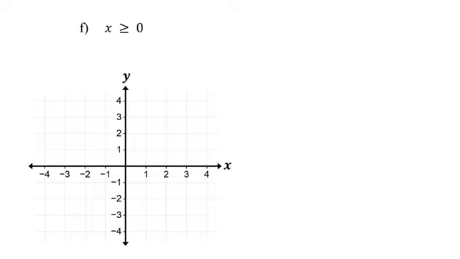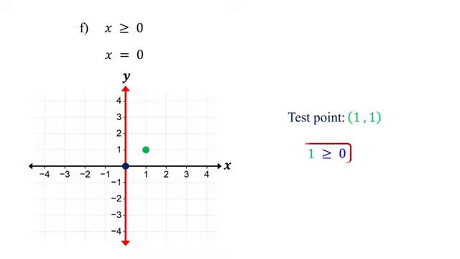You still need to follow the same steps. The graph of x equals 0 is a vertical line crossing the x-axis at 0. Since the inequality is greater than or equal to, use a solid line. Next, pick a test point that is not on the line to determine which region to shade. You can use the point 1, 1. Substituting it into the inequality gives 1 greater than or equal to 0, which is true, right? So shade the region that contains the test point.